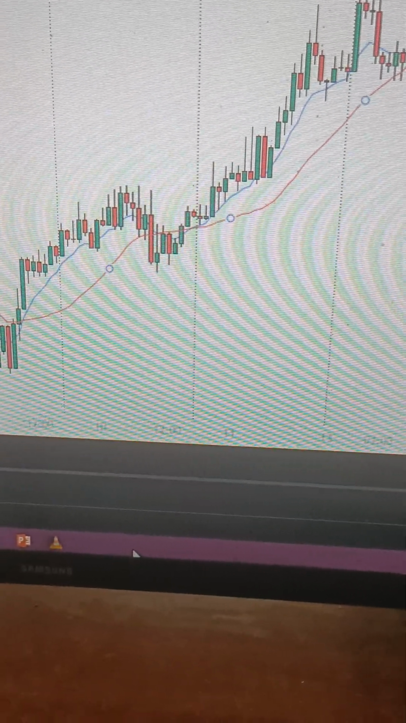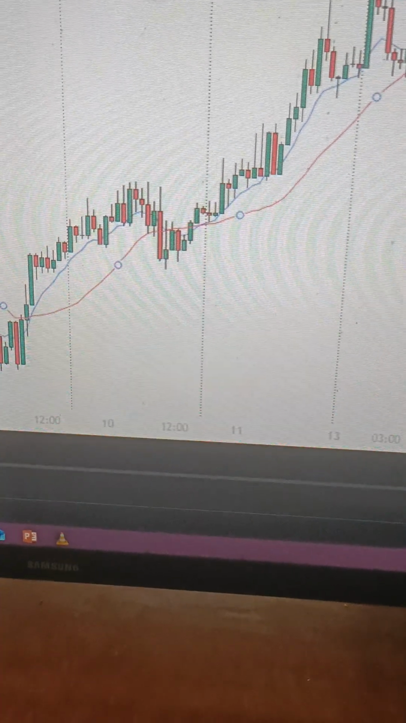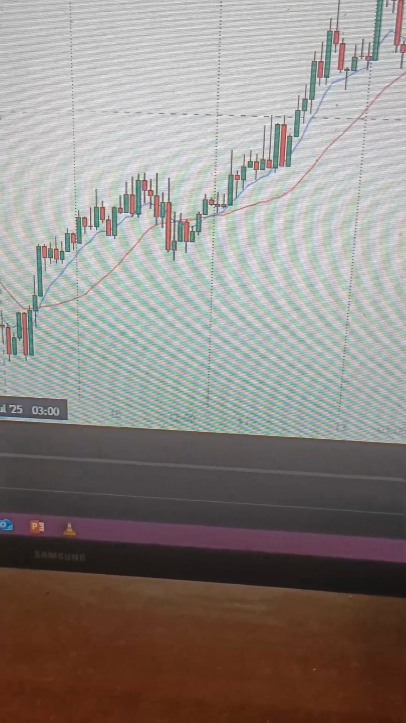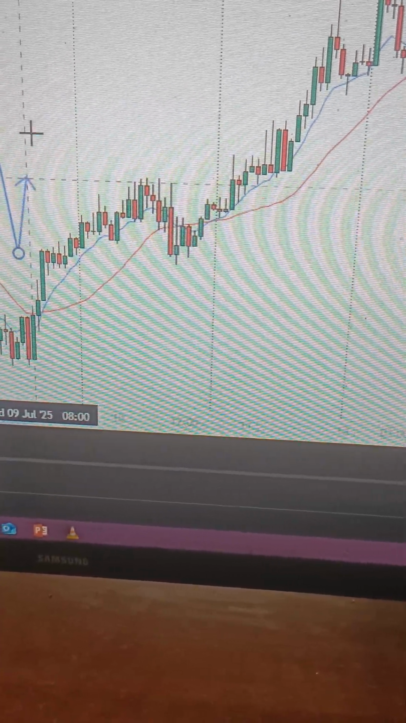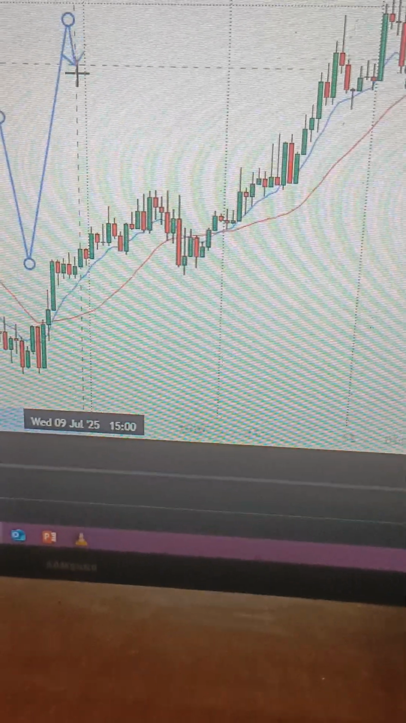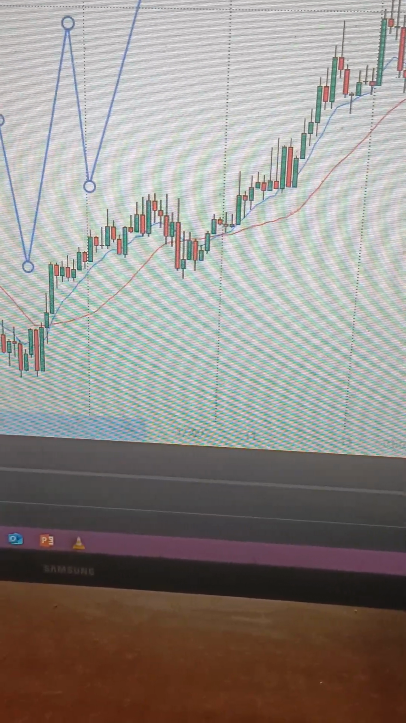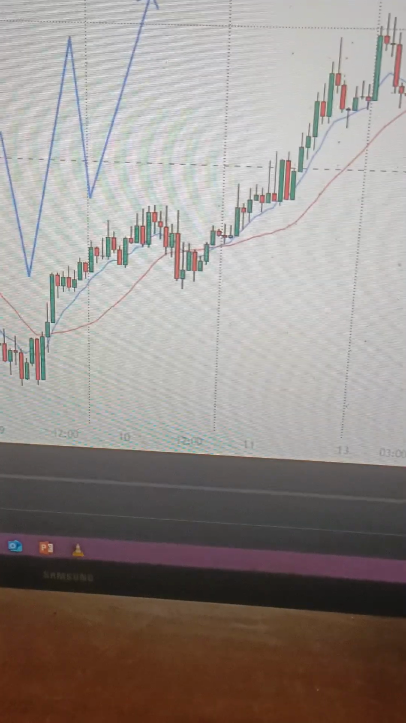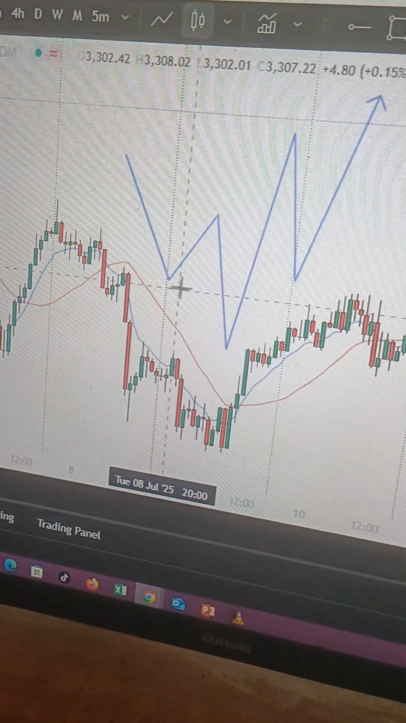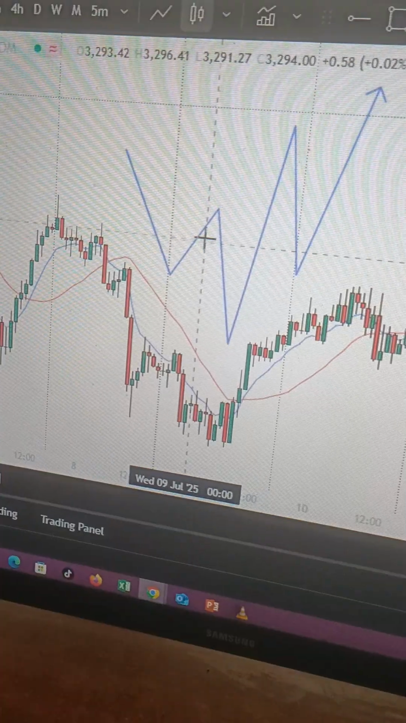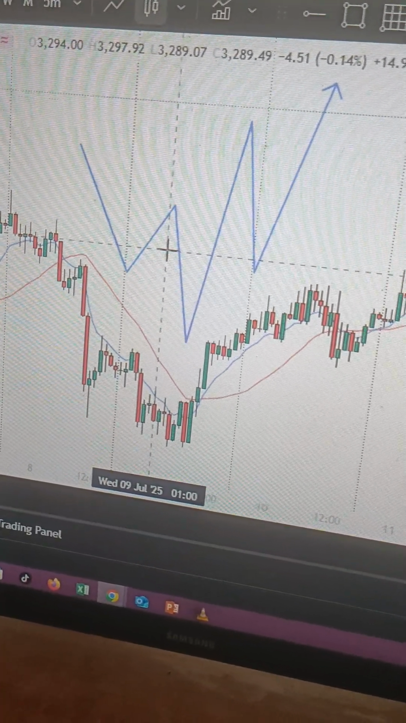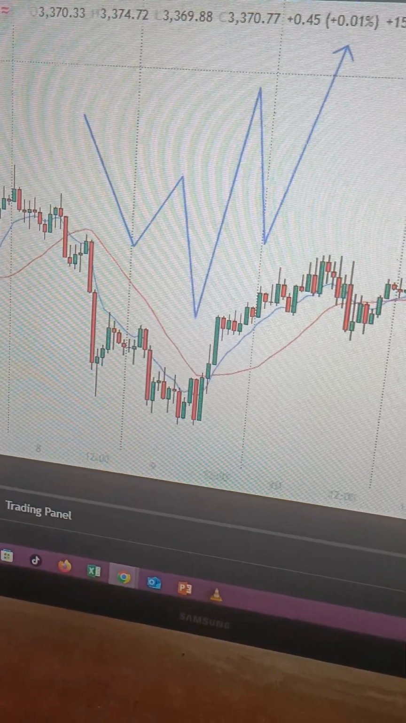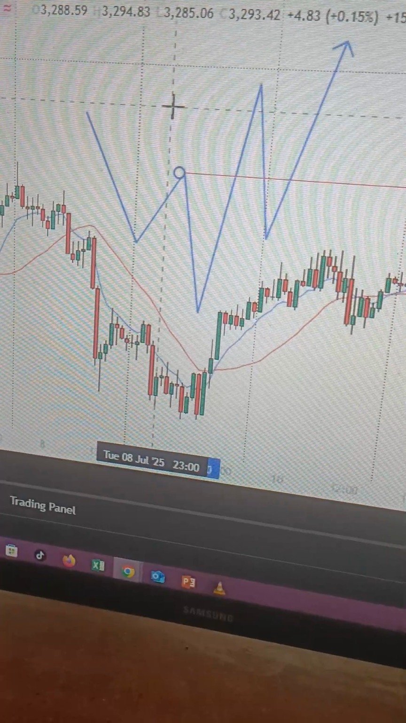First, I hope you know what a break of structure is. The market is coming down, and then we have the market going up. So originally the market was coming down, forming a higher low. What happened is, at this point we formed a higher high, breaking this structure. So at this point we had a break of structure, right?